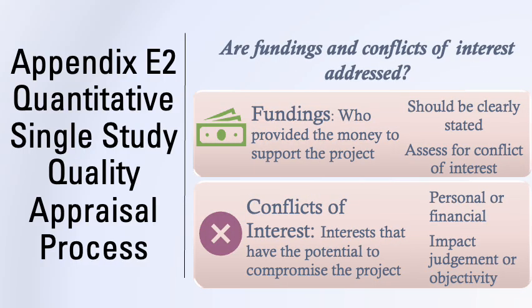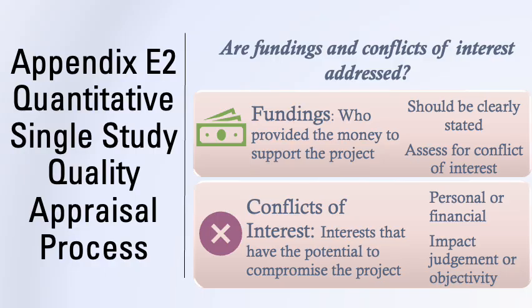The second quality appraisal question under the heading of General when appraising a quantitative study, which is also the final quality appraisal question for quantitative studies before we hit a yellow box, asks, are funding and conflicts of interest addressed? Funding involves who provided financial support for the project. Funding should be addressed to ensure transparency, accountability, and ethical compliance.